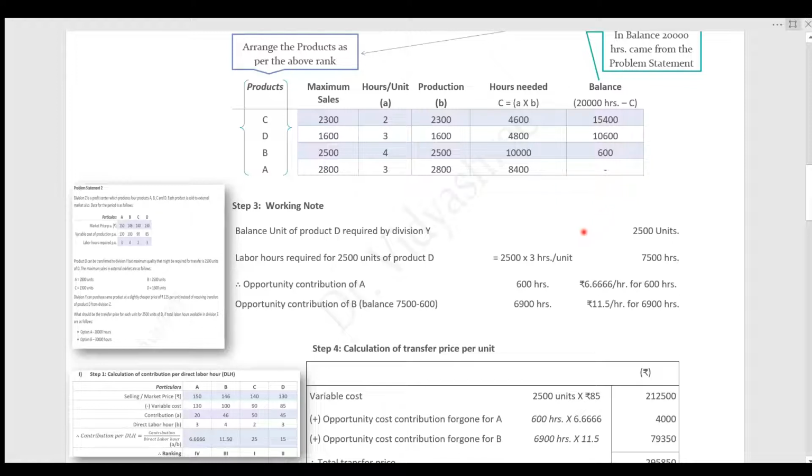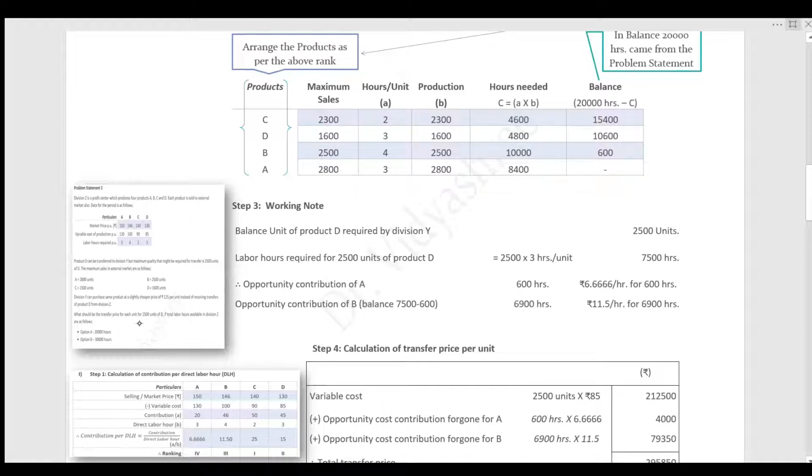So which product is asked for by division Y? Of course, product D is what is required by division Y. How much they have asked is 2,500. Since we don't have any balance, the entire 2,500 we will convert into hours, and the entire hours will be borrowed from the other unit. Let me tell you once again. Since there is no balance in hours, we will not carry any balance hours. So first we write the balance units of product D required by division Y. You can observe the same thing in the question over here.